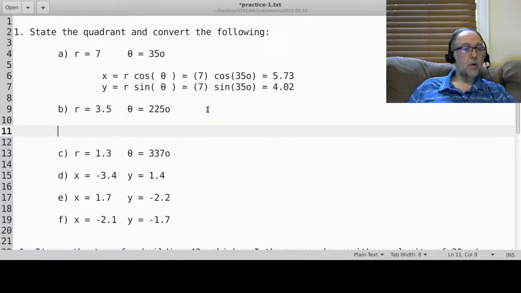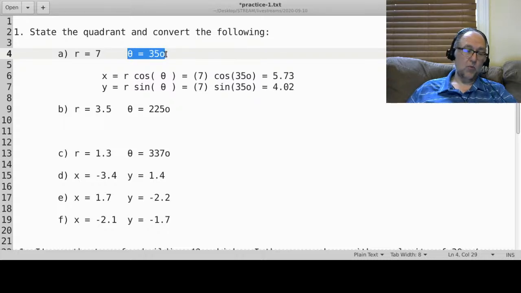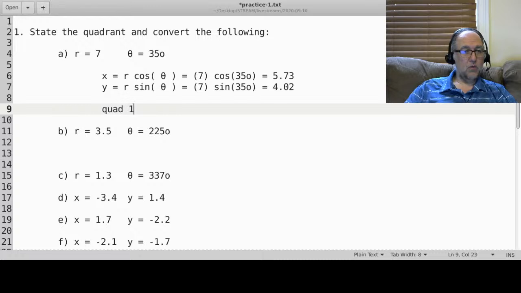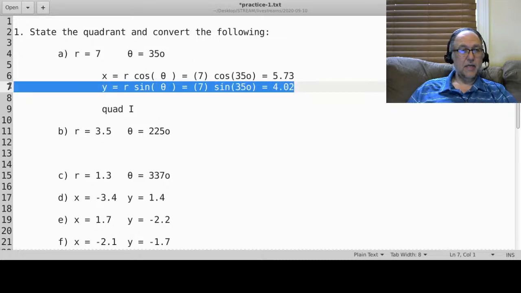And what quadrant was it in? Well, you can see that a couple of different ways. It's 35 degrees, so it has to be in quadrant 1 because quadrant 1 is from 0 to 90 degrees. The other way you could see it is that for quadrant 1, both x and y are positive. So this is in quad 1. I guess we use Roman numerals for that. Let me know if there are any questions, because this should be fairly easy.